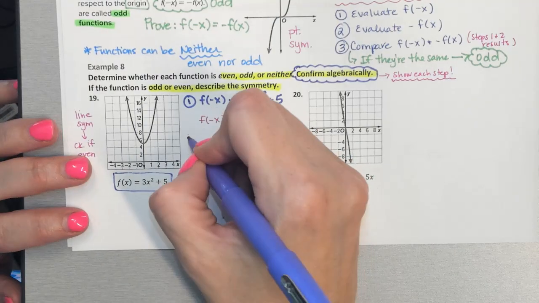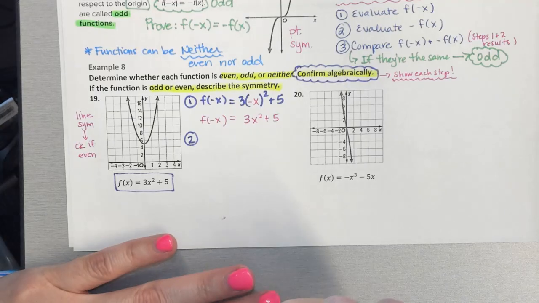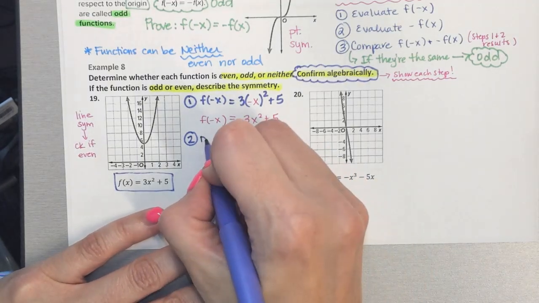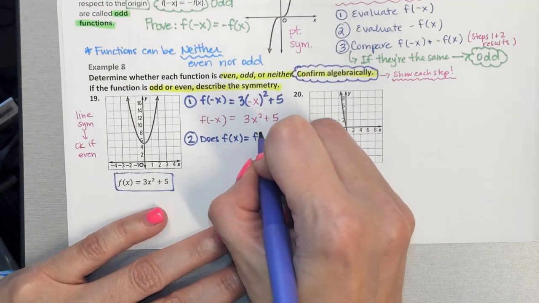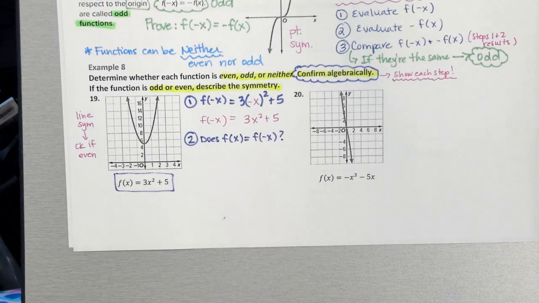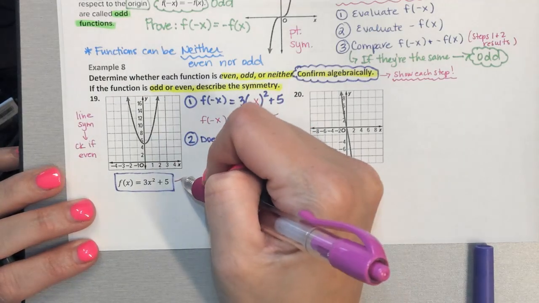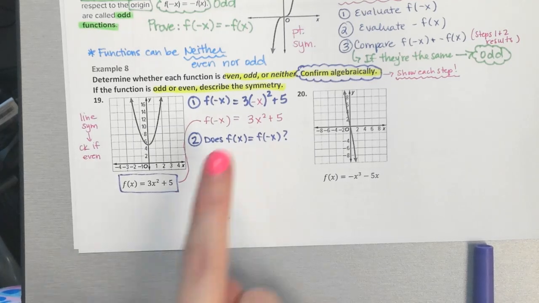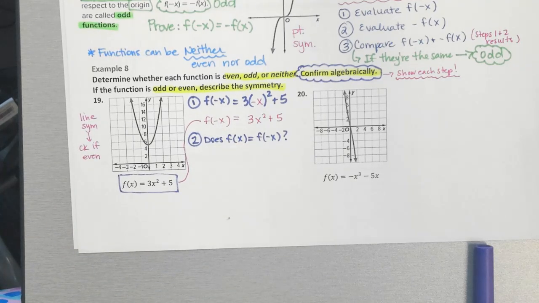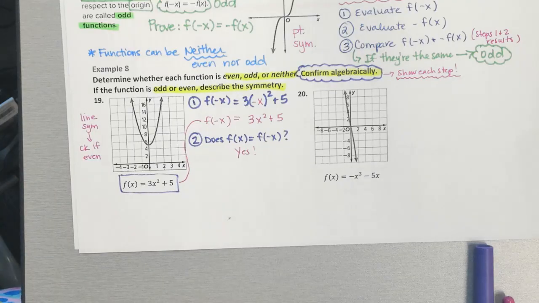Okay, and then your second step is to compare. Okay, so when you compare, you're asking yourself, does f of x equal f of negative x? Okay, so let's check. This is f of x. Are these two equal? Yeah, 3x squared plus 5 is 3x squared plus 5. So what do I get from that? What does that mean? Yep, it means that it's even.